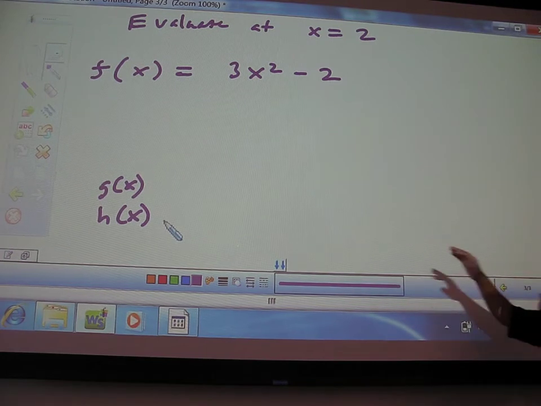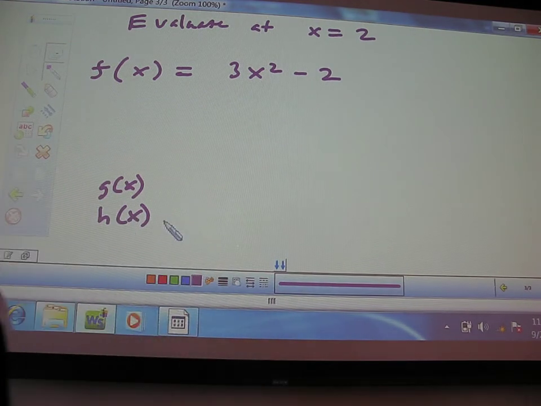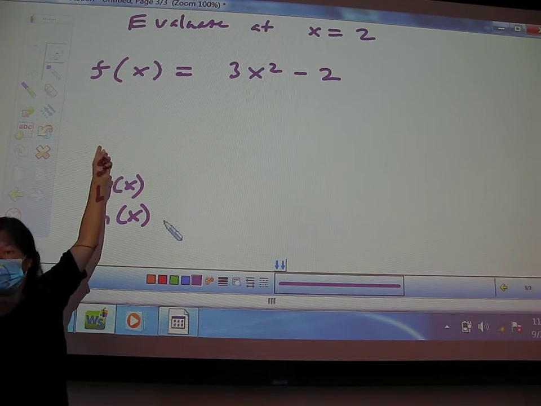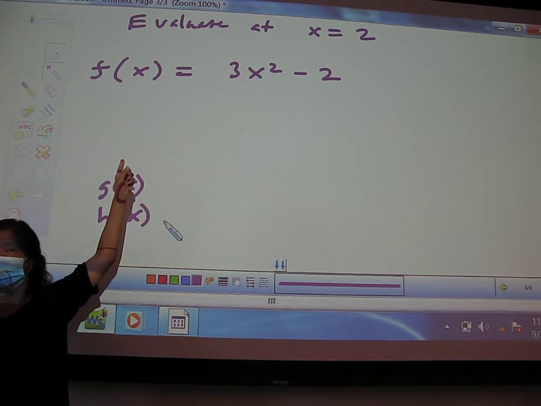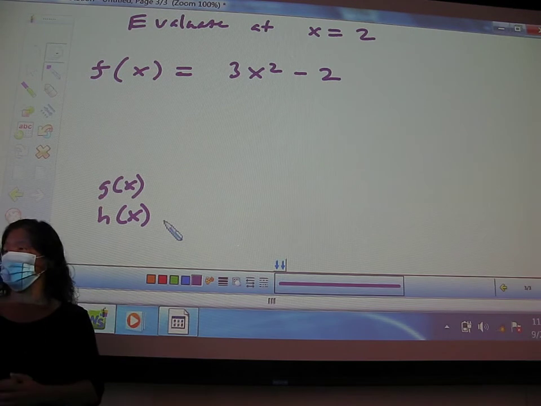Hopefully you'll get used to them. f of x is the most common, by far and away the one we'll see. If you see f of x, it usually means function of x. When you see f, parentheses, x, that means function of x. It will never mean f times x, ever in this class. Good? And in most math classes, it will not mean that either.